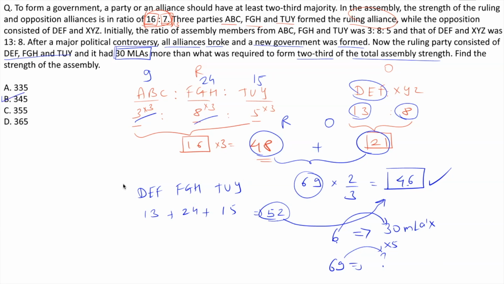Option B. A very simple question, guys, just that you need to manipulate the ratios 16:7 to give 48:21, and then things will automatically fall in place.